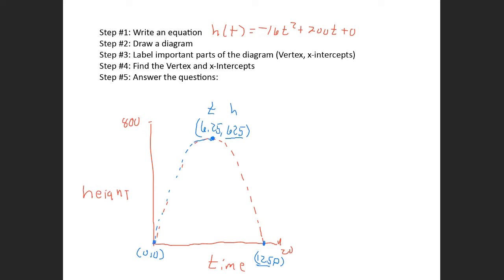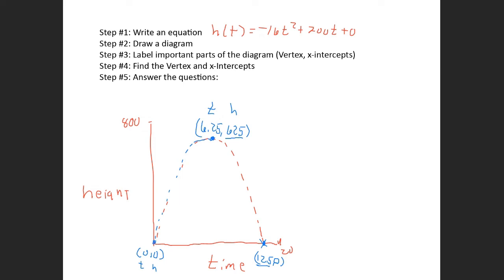So if I asked you, okay, what is the height of the rocket at time 0? Well, this is time 0. The rocket is 0 feet in the air. What is the height of the rocket at 6.25 seconds? Yeah, 625 feet up. How long did it take the rocket to hit the ground? Well, here's where it hit the ground. It took 12.5 seconds to hit the ground.